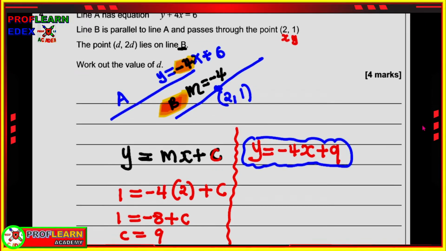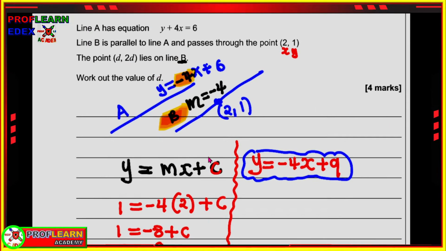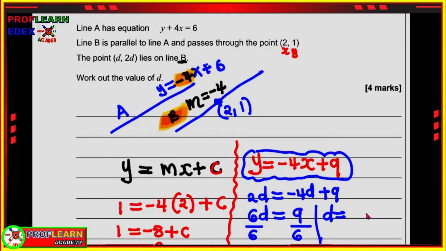But we are also told that this line passes through the point (2D, D). So we substitute: D = -4 × 2D + 9. Then we take 8D to the other side, and we shall have 9D... Then you divide to get D equal to 3/2, which is equivalent to 1.5.